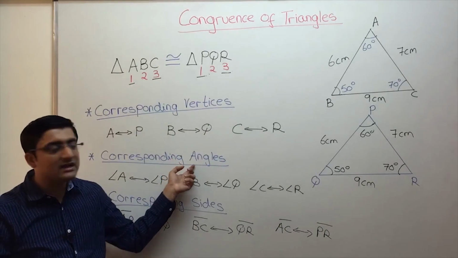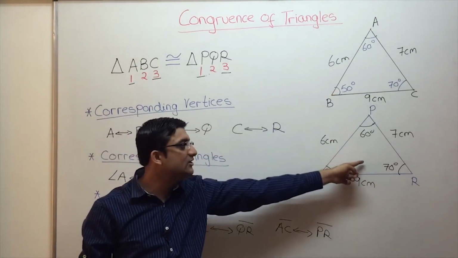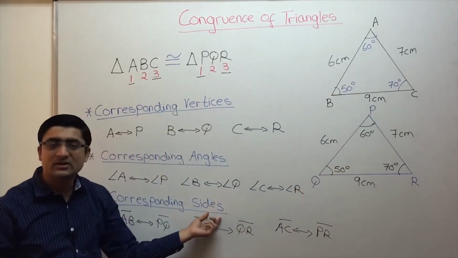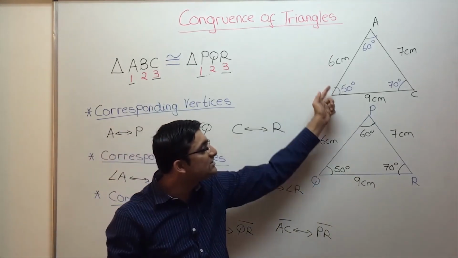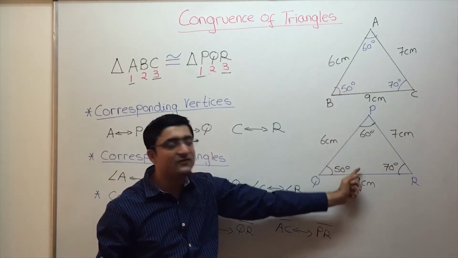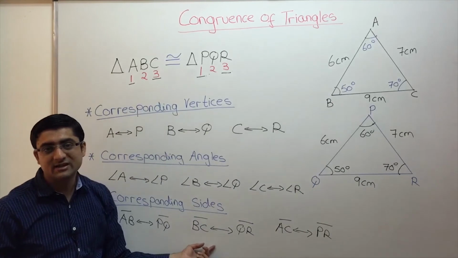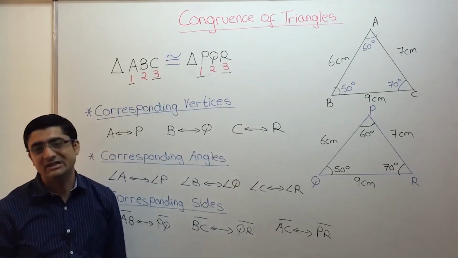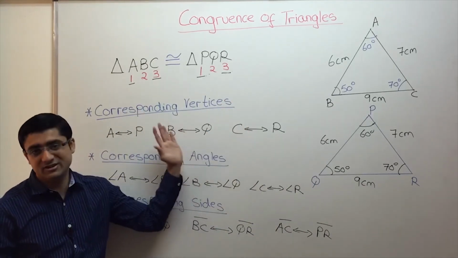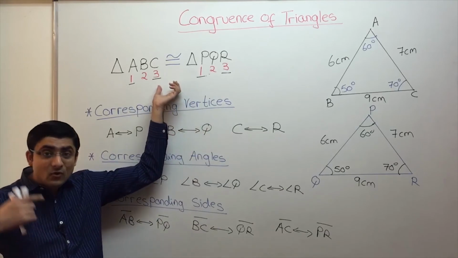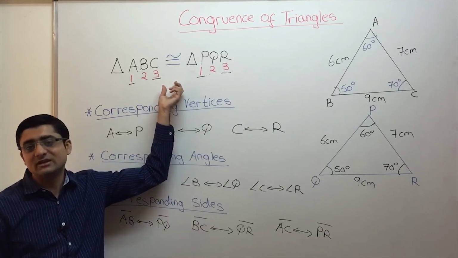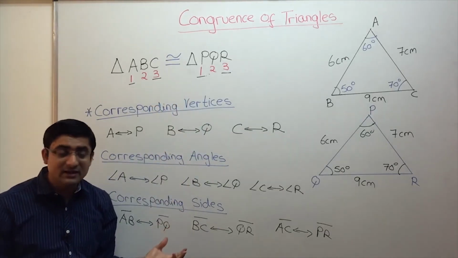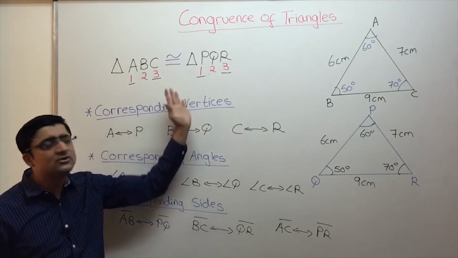With corresponding angles, if I give you angles of one triangle, you can get the angles of another triangle. With corresponding sides, if I give you the sides of one triangle, you can get the sides of another triangle. How? Corresponding sides. So you'll know which two sides are equal. So this is very, very important. This is the basis for what we're going to study later about congruence of triangles. So please watch this video again. If you're not clear, make sure you're absolutely clear with this.